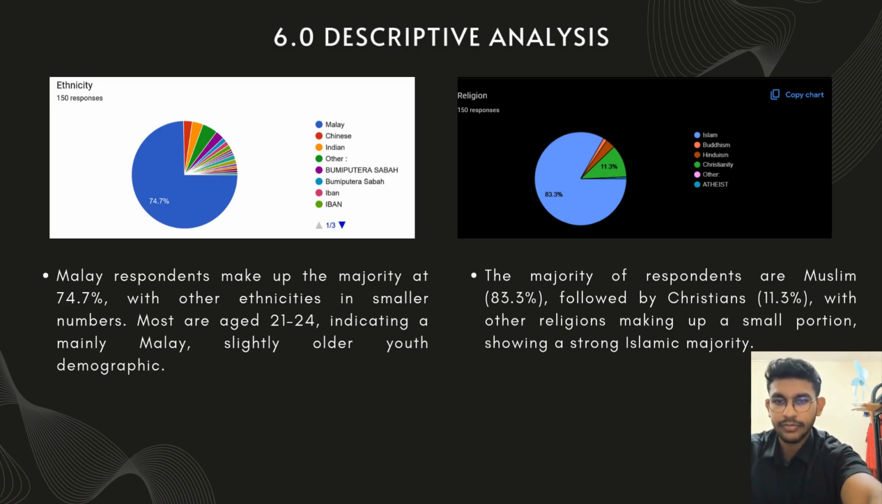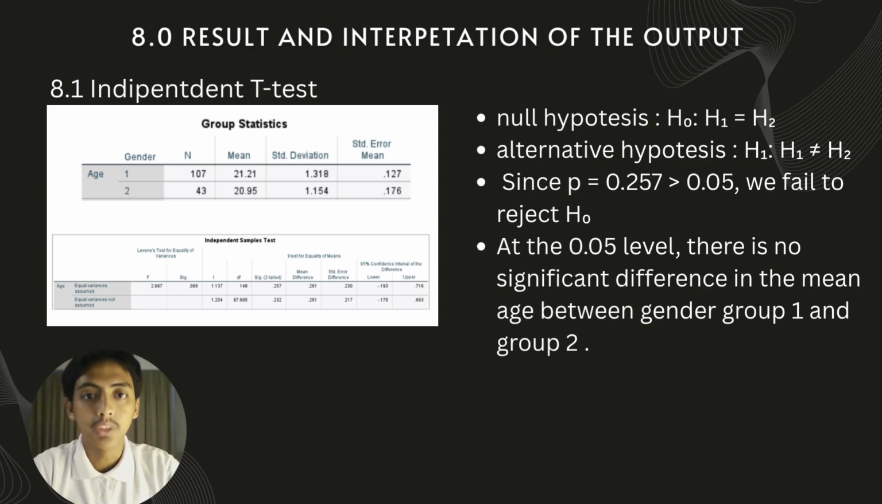Thank you. Now we are moving on to the result and interpretation of the output. In the independent t-test, the null hypothesis, H0, is H1 equals H2. Meanwhile, the alternative hypothesis is H1 is not equal to H2. Since p is 0.257, which is bigger than alpha 0.05, we fail to reject H0. In conclusion, at the 0.05 level, there's no significant difference in the mean age between gender group 1 and group 2.